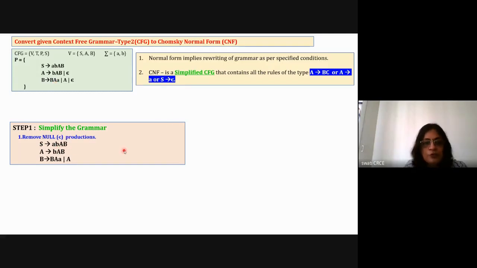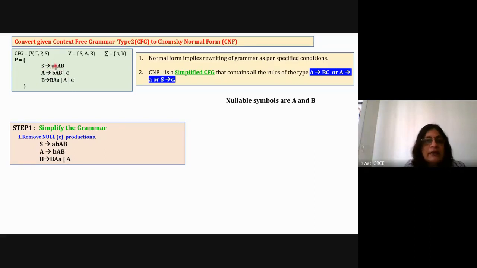Now I have to remove them. I've identified that the nullable symbols are A and B: A is equal to epsilon, B is equal to epsilon. These are the directly given nullable symbols. Now try to check whether S is also nullable. Because A and B are nullable, try to find out whether S is also nullable. We can put A and B as epsilon, epsilon, even if we put that in the production rule S is equal to AB.